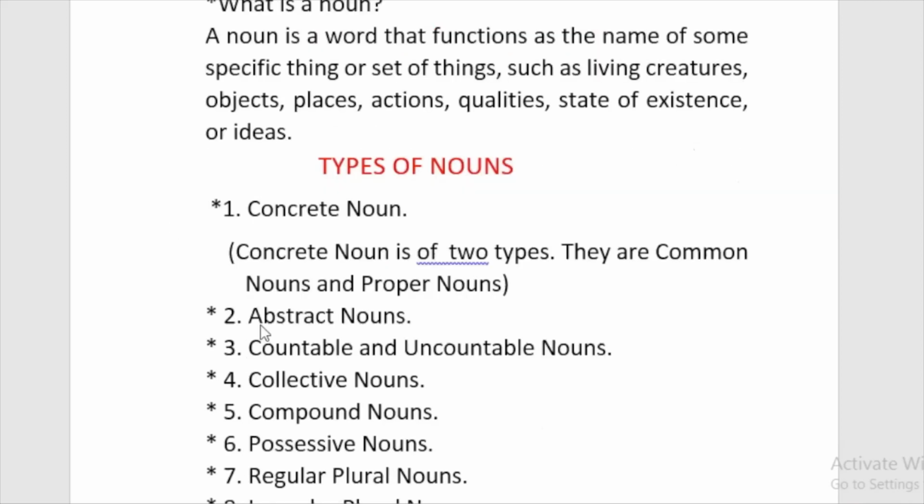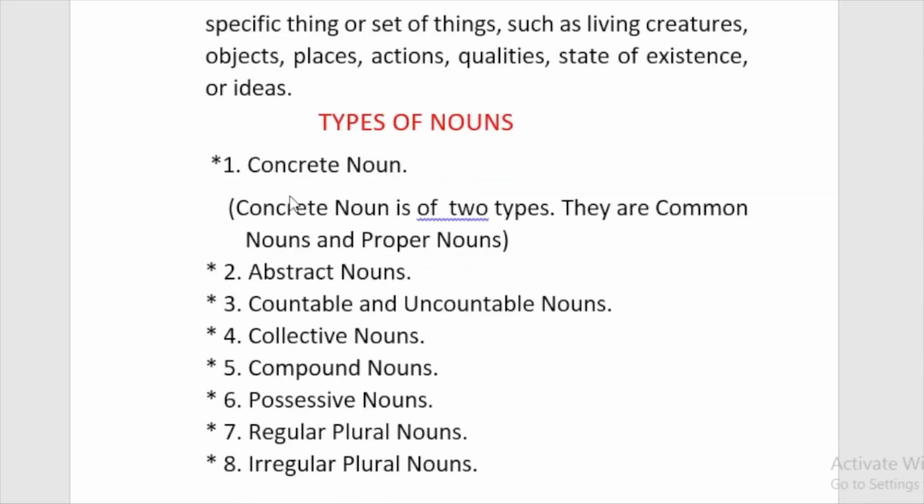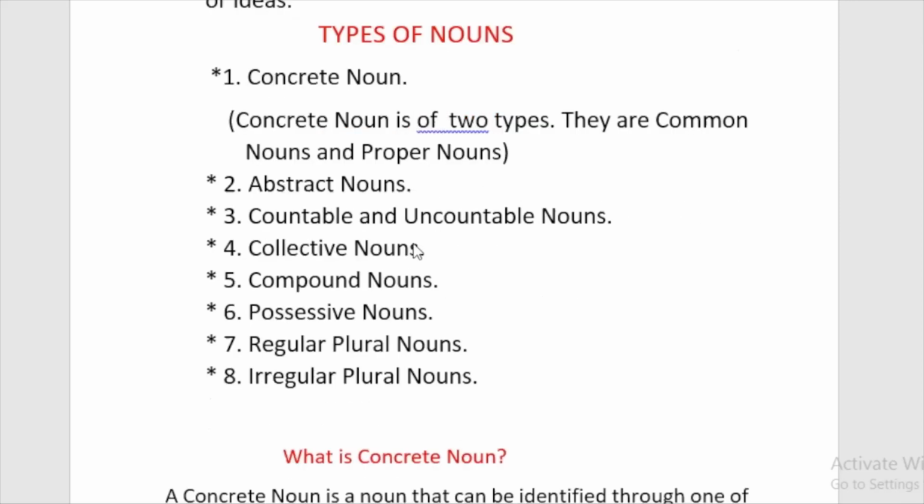Now what are the types of nouns? The different types of nouns are concrete noun, abstract noun, countable and uncountable nouns, collective nouns, compound nouns, possessive nouns, regular plural nouns and irregular plural nouns. Today in our class 1, we are going to see the concrete noun, under which the common nouns and the proper nouns come. So we are going to see only this today.